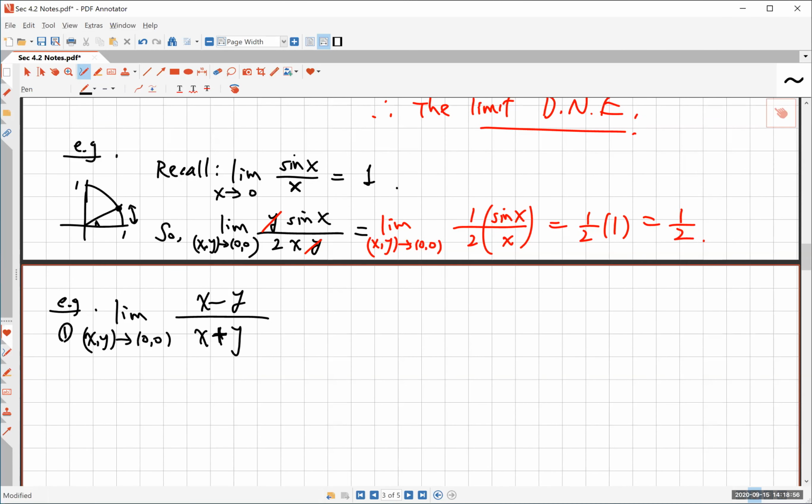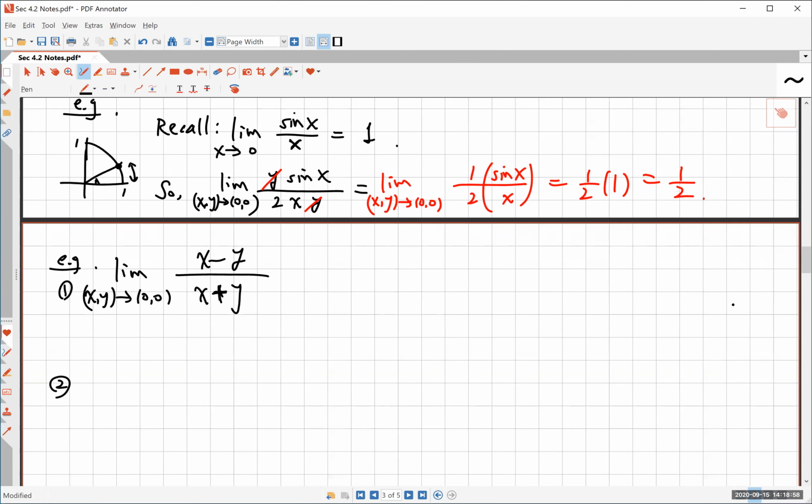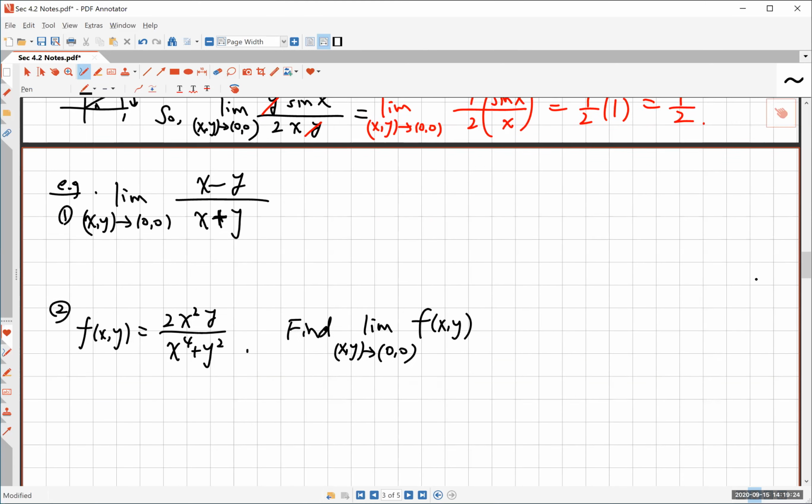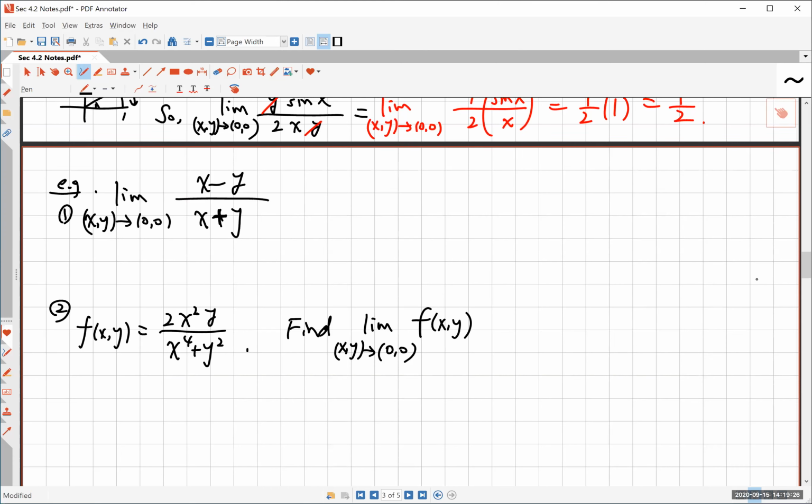And I'm going to ask you a series of questions, and at this point, maybe you can pause and try to figure this out. Let's say f of x, y is 2x squared y over x to the 4th plus y squared. And of course, I want you to find the limit of this as (x, y) approaches (0, 0). Okay, and then I'll have a few more examples. Okay, let's focus on these. And then I'll have a couple more questions.